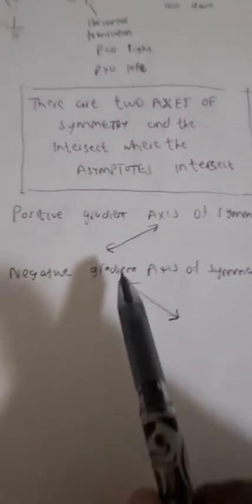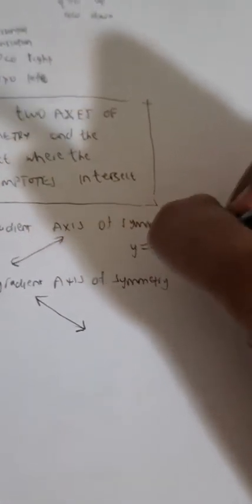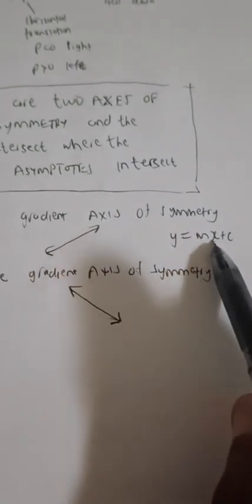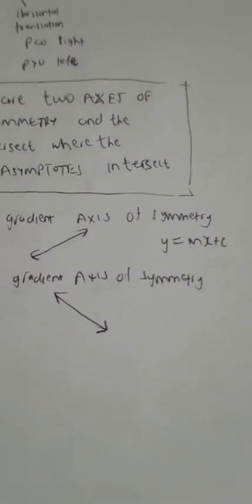Okay, so there's the positive gradient axis of symmetry, like I said. All right, and remember, since these are straight lines, they are given in the form y is equal to mx plus c. So that's very important to also note.